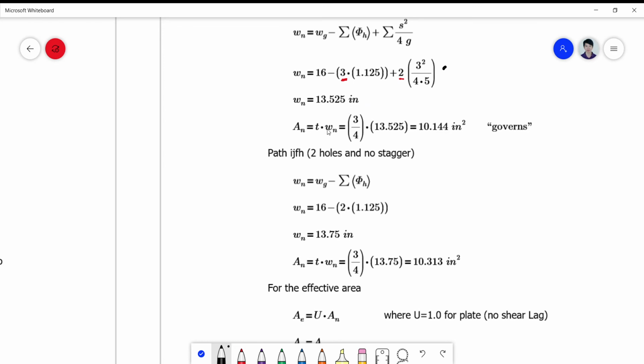For the net area, we simply multiply the net width by the thickness, and we get 10.144 inch square. Similarly for path IJFH, we have 2 holes and no stagger, so the summation s squared over 4g term will vanish. So this becomes 16 minus 2 times the hole diameter of 1.125. We get 13.75 as the net width, multiplied by the thickness, and you get 10.313 inch square.